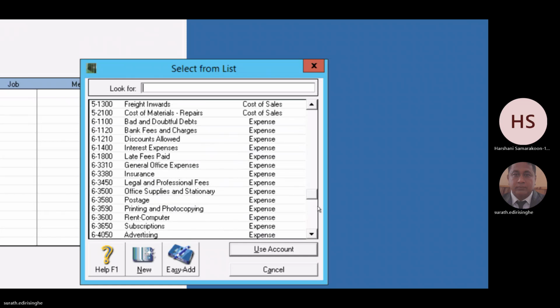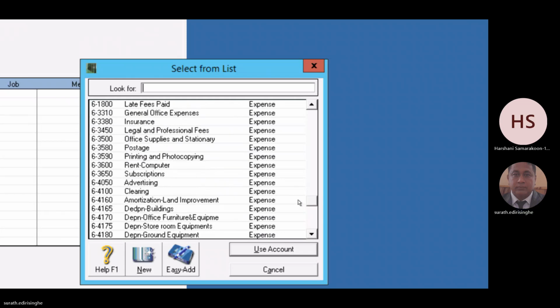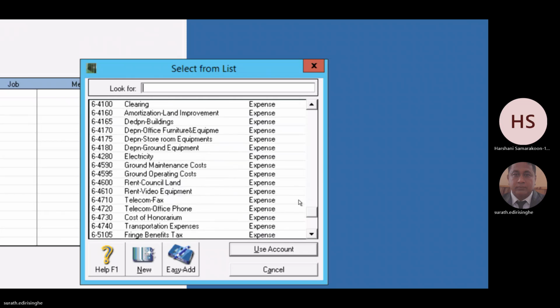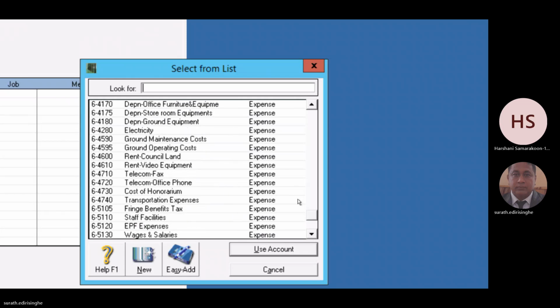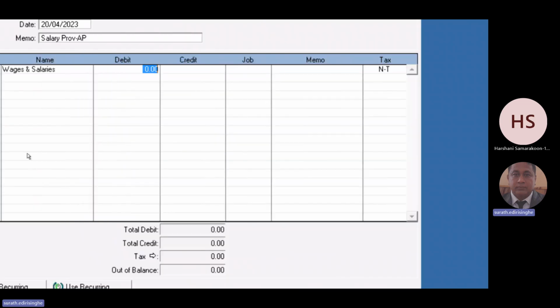Put 6 to the 6.5. Yes. 5.1. Not 5. 5.1. Yes, here. Wage and salaries. Then use this account 350. Not liable for the VAT.